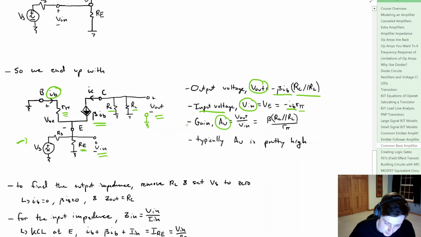We can find our voltage gain simply by that ratio, and that's going to be equal to beta times the parallel combination of RC and RL divided by R pi. Now, typically in this amplifier configuration, our voltage gain is pretty high.